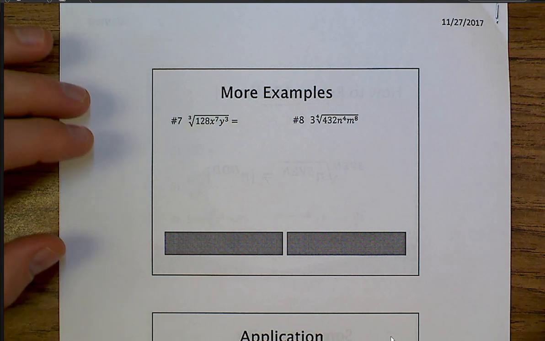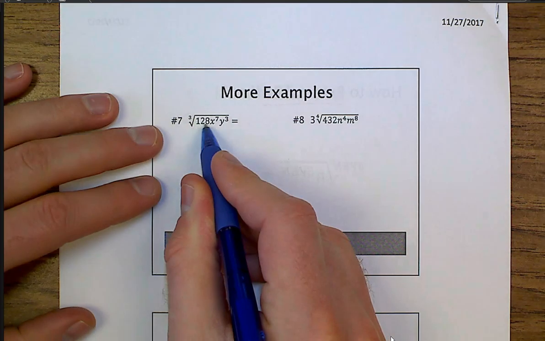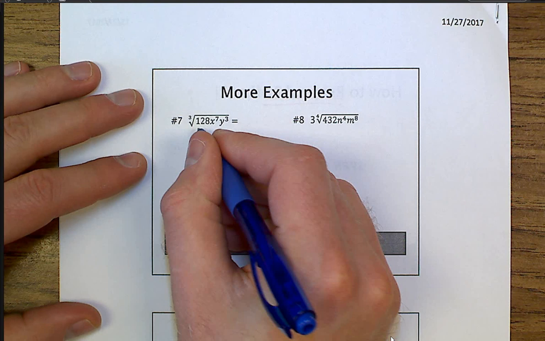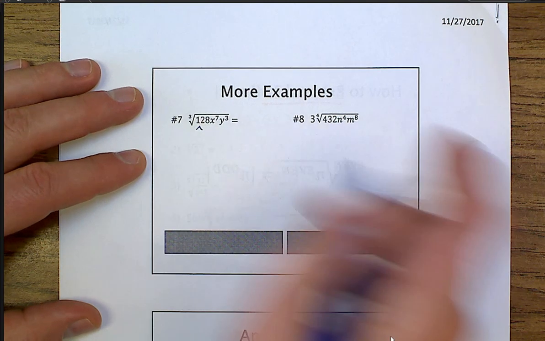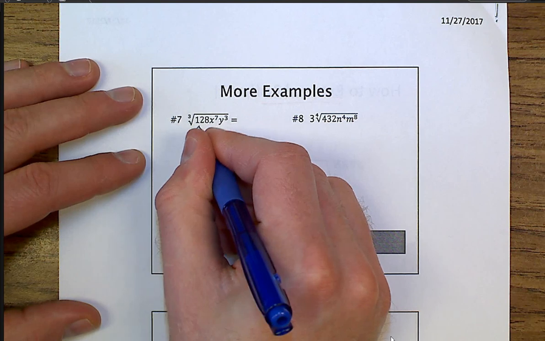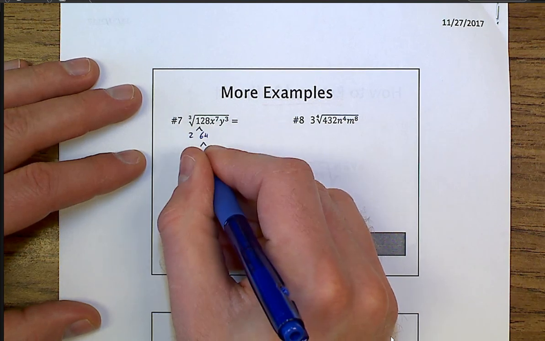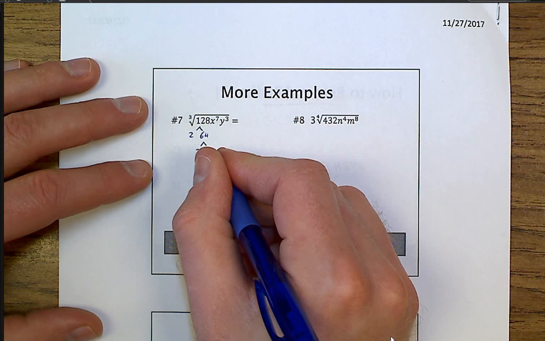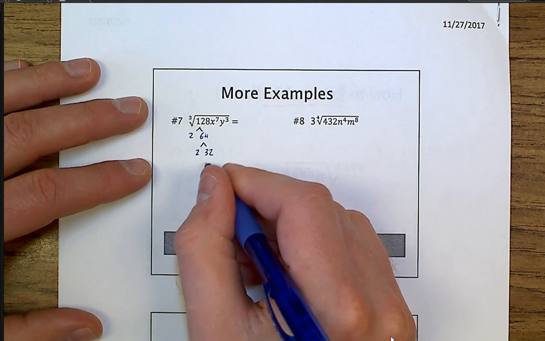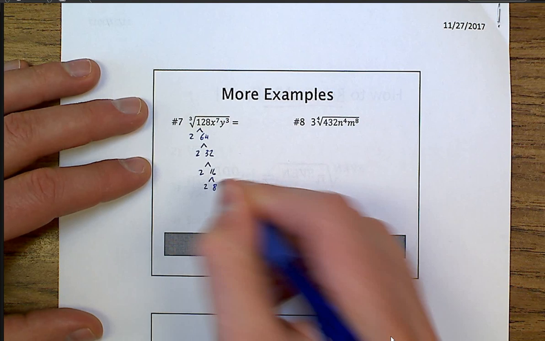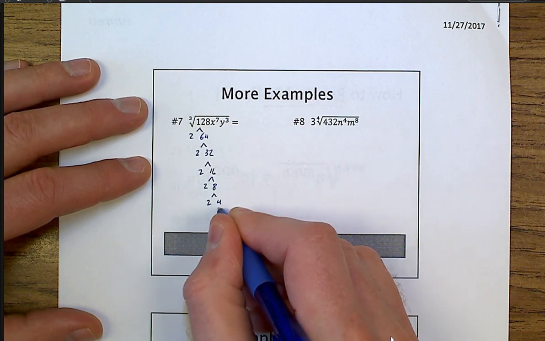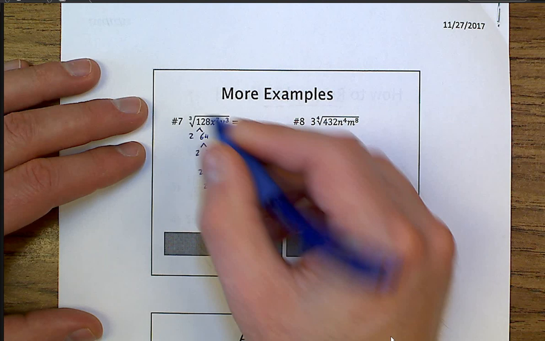Okay, so we need to break down 128. So we're going to break this down just like we did if it was a square root, even though this is a cube root. So I just go 2 and 64, right? 64 breaks into 2 and 32. 32 breaks into 2 and 16. I got 2 and 8. I got 2 and 4. And I got 2 and 2, right? We always circle our prime numbers.